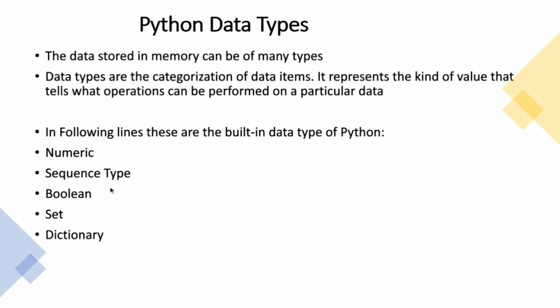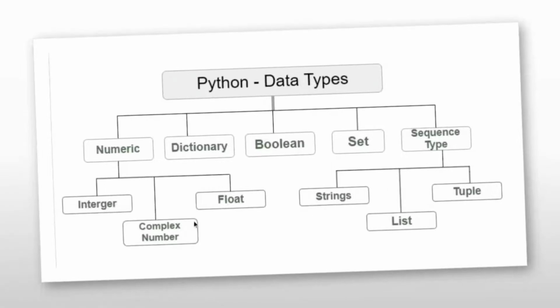These are the built-in data types of Python: numeric, sequence type, boolean, set, and dictionary. Numeric has three types: integer, complex number, and float. And sequence type has string, tuple, and list. So note it down. These are the built-in data types of Python.